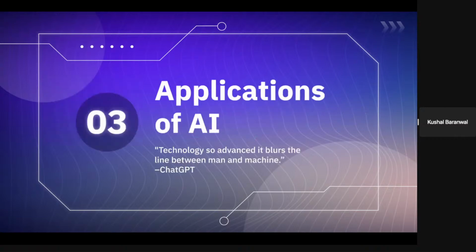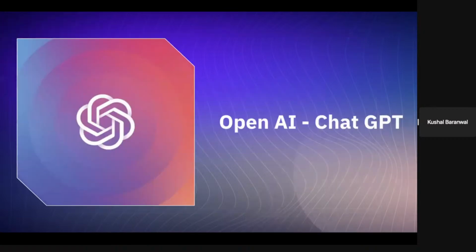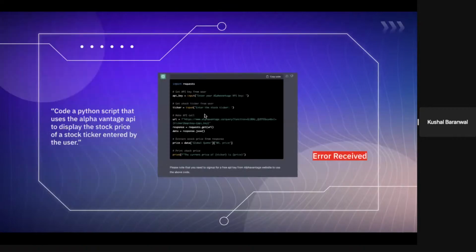So yeah, now to get to the applications of AI. So this is one I'm sure you've all heard of. It's called ChatGPT. It's very famous, like got 1 million users in 5 days or something like that. So I wanted to see how well it would do in programming, right? So I asked it to make something pretty simple. Code a Python script that uses this API, because it's the free one, to display the stock price of a stock ticker entered by the user. Okay. And this is actually wrong.